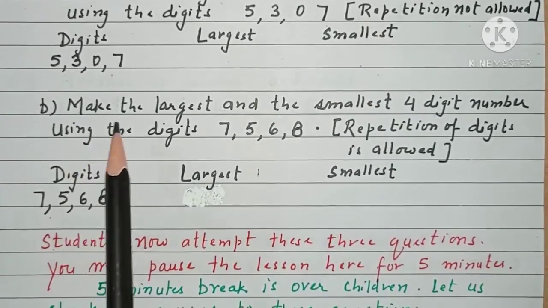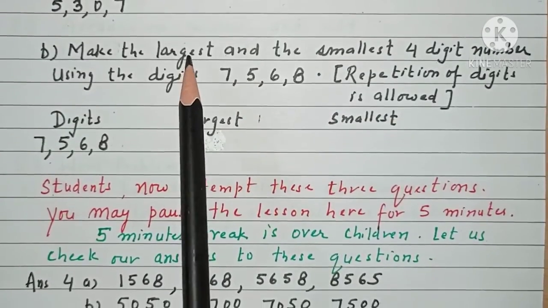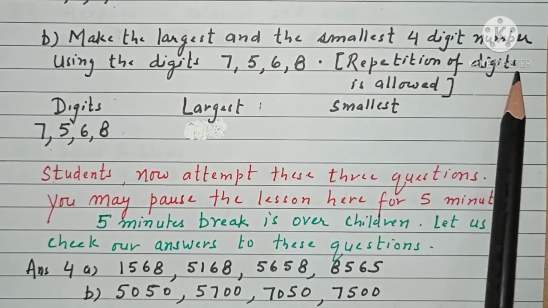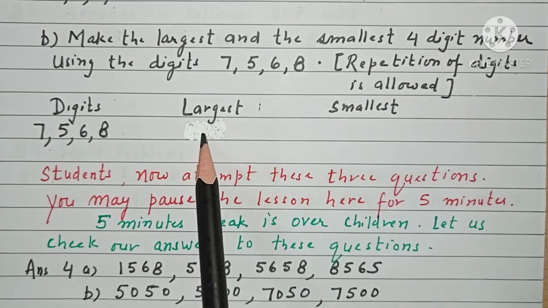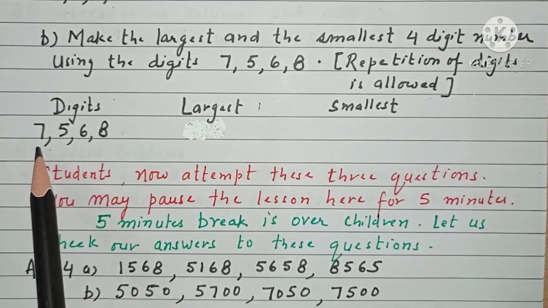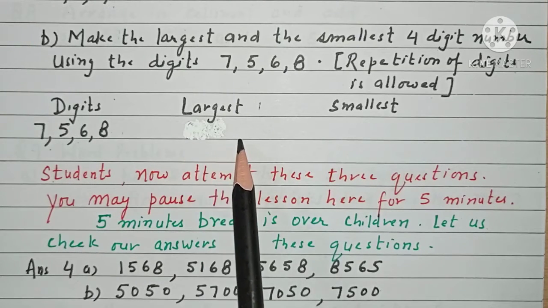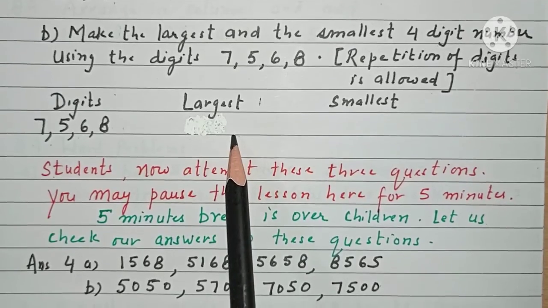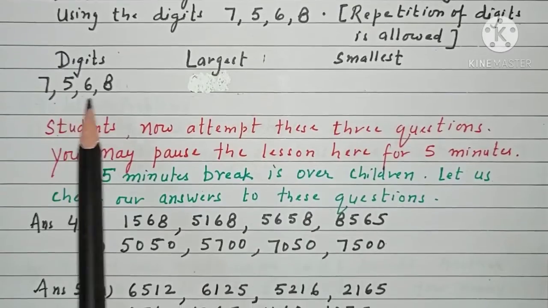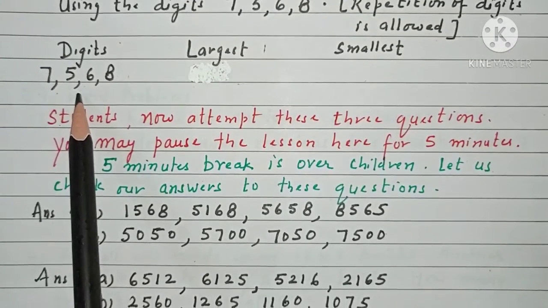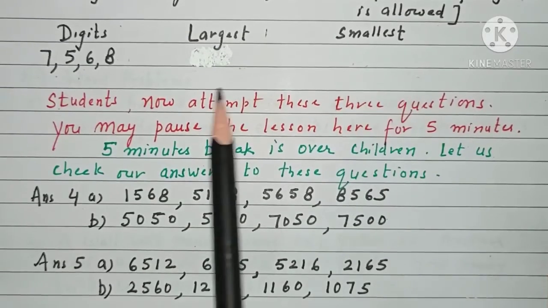And in the B part, where repetition of digit is allowed, you have to write down the largest and the smallest 4-digit number. Now, if the repetition is allowed, while writing the largest number, you just take the largest out of the 4 digits, and repeat it, and that will be the largest 4-digit number. And similarly, for the smallest, you select the smallest number out of these 4 digits, and you can repeat it and you will get the smallest 4-digit number.